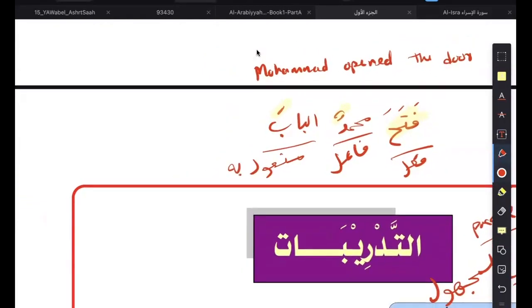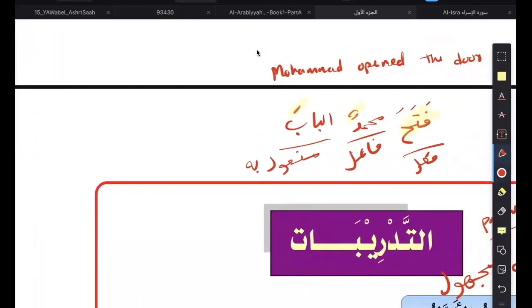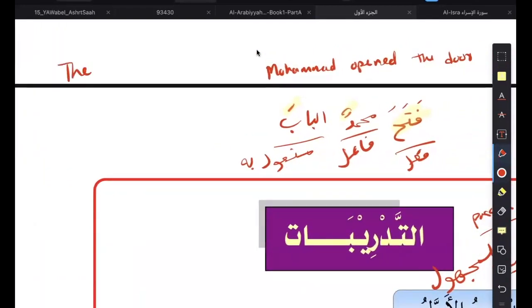But what if I don't want to mention who opened the door? I just want to say that the door was opened. You see, that's where the passive form comes in. So we want to say the door was opened. So we're pretty much removing the doer. It can be for many reasons. It could be that I don't know who opened the door, so I just want to say the door was opened. Or I don't want to mention who opened the door.